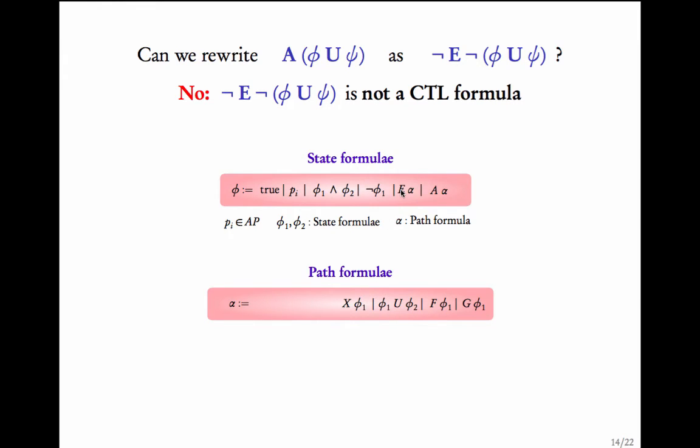So E of not of phi until psi cannot be derived using this syntax. Hence, we should find a different way of rewriting A of phi until psi. CTL does not allow negation of a path formula. If you remember, this is a legal CTL star formula, but not a CTL formula.